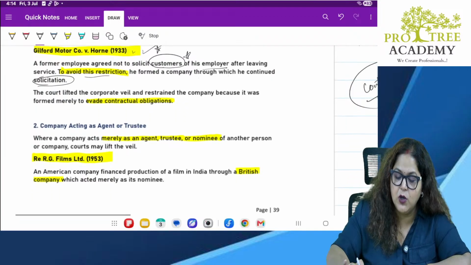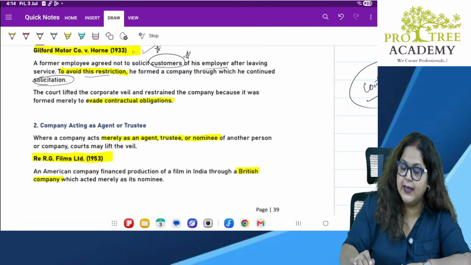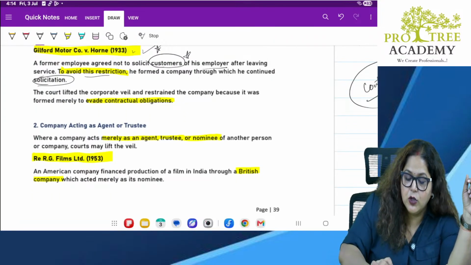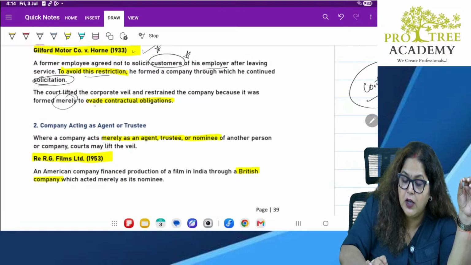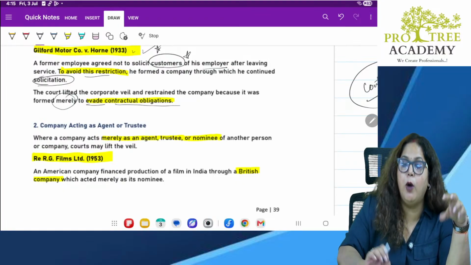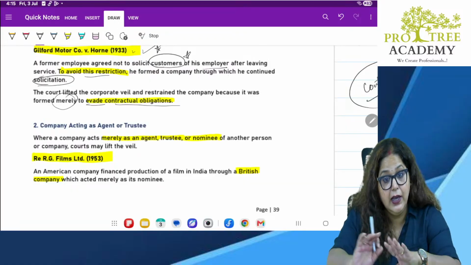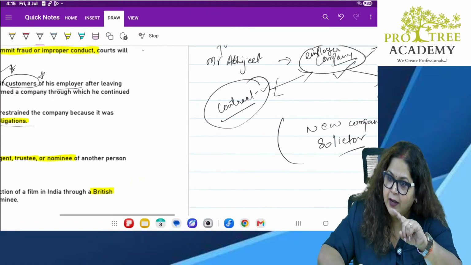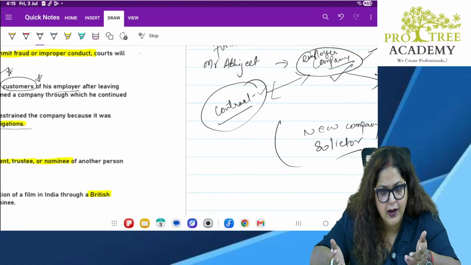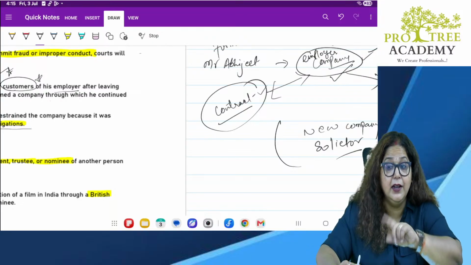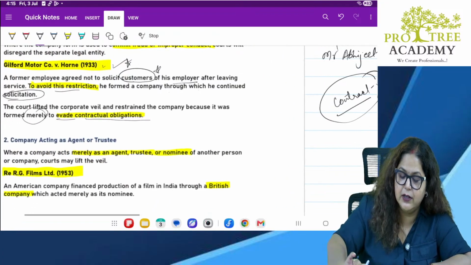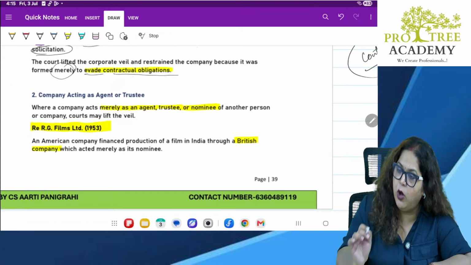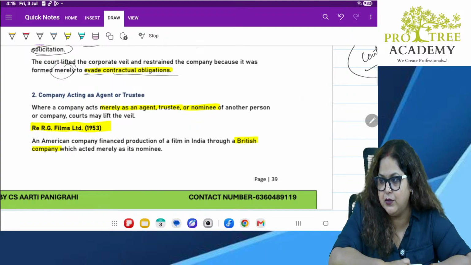Guilford Motor Company versus Horn, 1933. So the court lifted the corporate veil and restrained the company because it was formed merely to evade contractual obligations. He is fine in his contract, whatever contract he has made. He's telling, I am not doing any kind of solicitation to your customer. But what he had done, he started a new company to do the solicitation, that is indirectly. So for this reason, to evade contractual obligation, he had done the improper use. Did you get this?